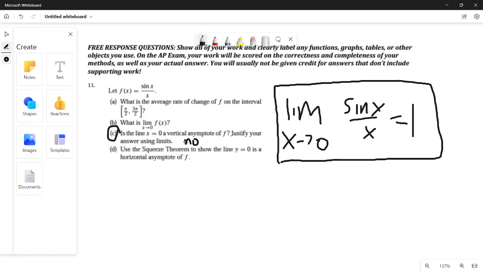Yeah. Use the squeeze theorem to show the line y equals 0 is a horizontal asymptote. No, we already learned it, so I don't have to explain it. What's that? Use the squeeze theorem. It's the same thing I did before.